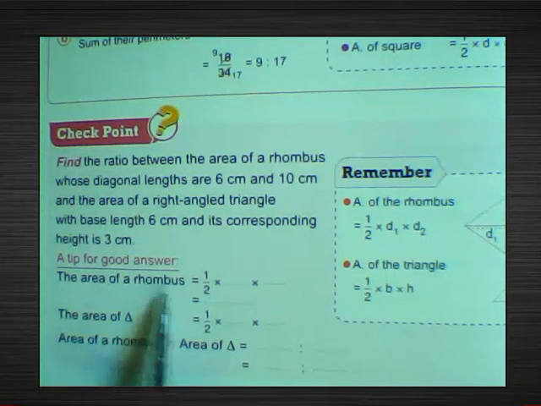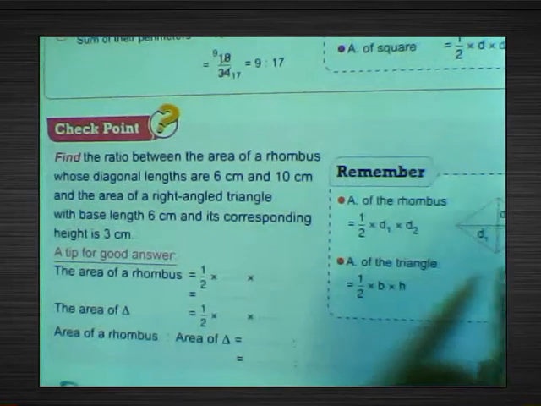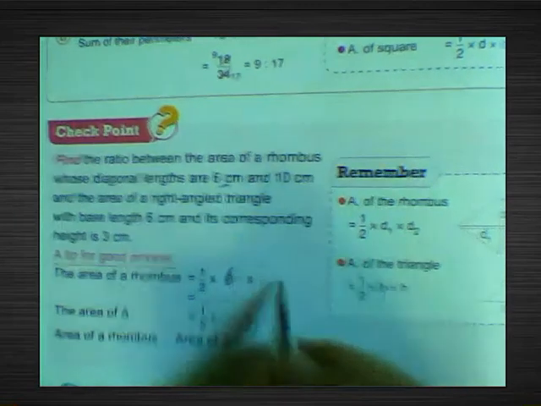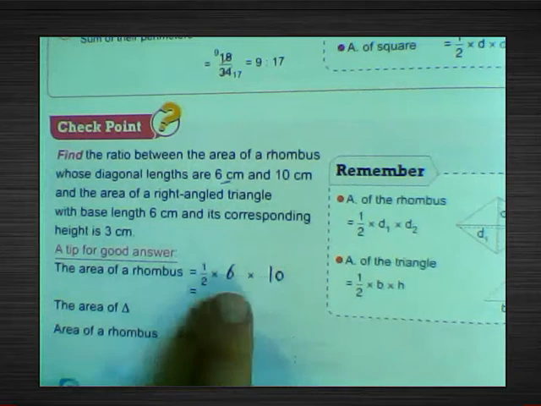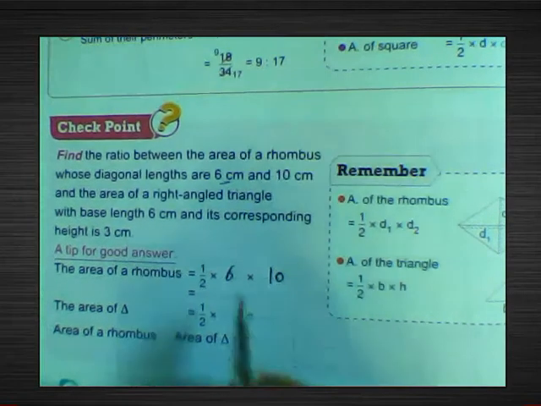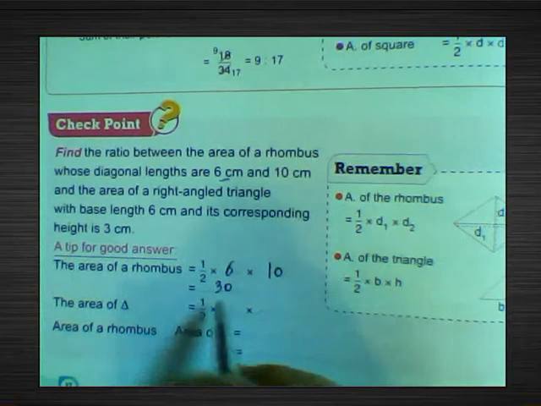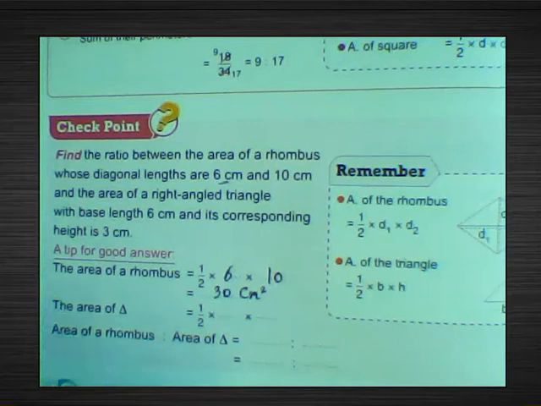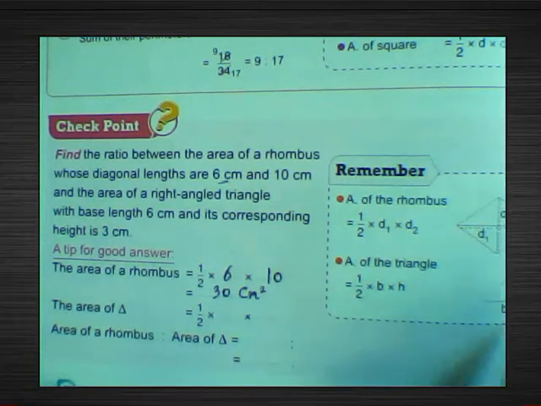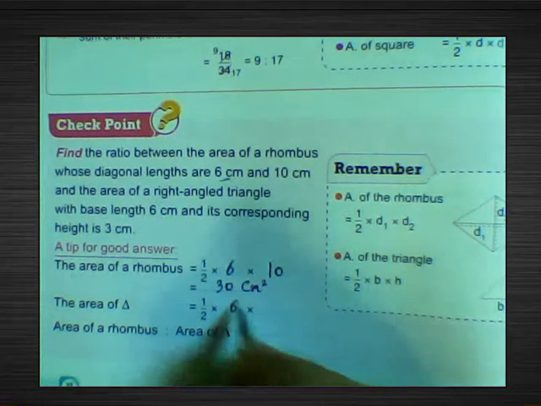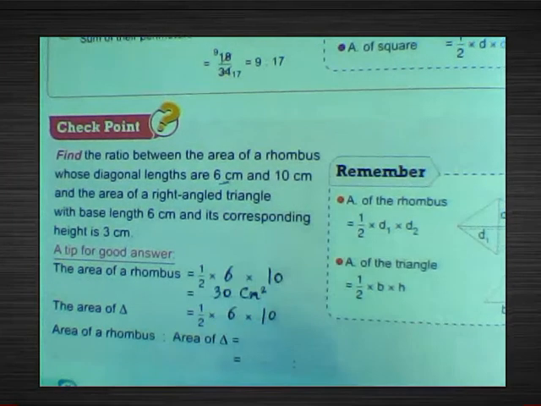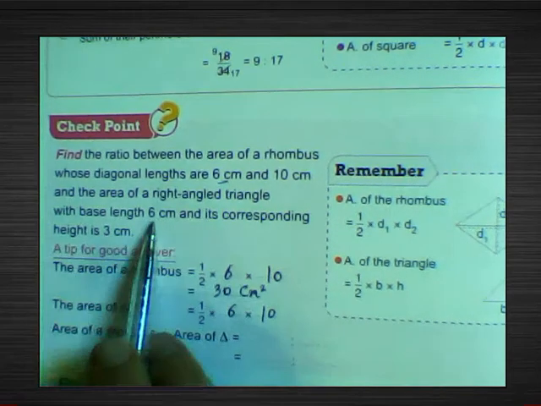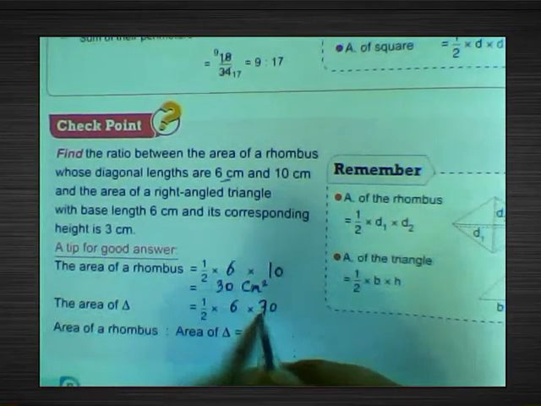The area of the rhombus equals half times 6 times 10. Half of 6 equals 3. 3 times 10 equals 30 centimeter squared. The area of the triangle is half of the base 6 times the height 3. Okay, 3.